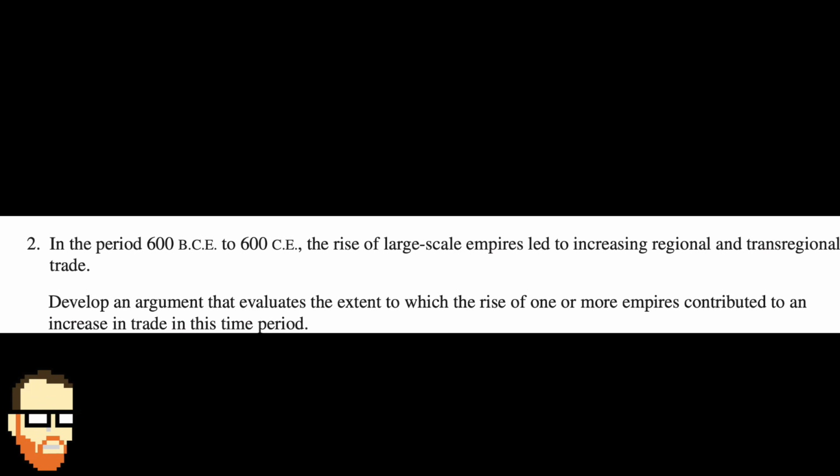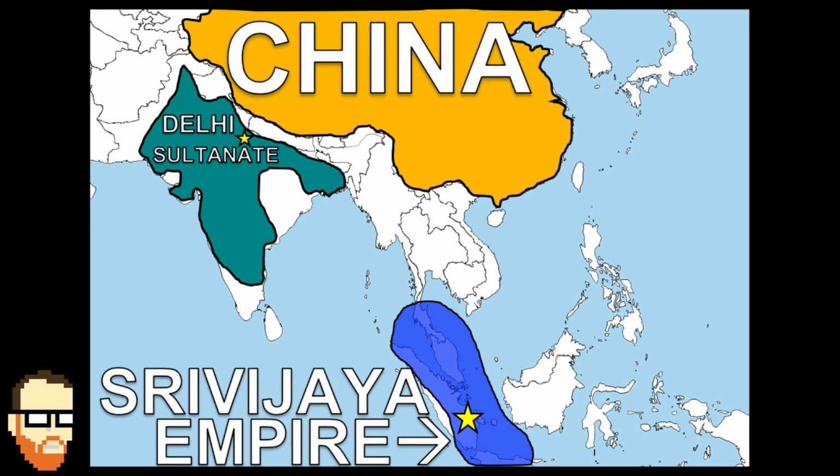Interesting. Now, here comes the prompt. Develop an argument. Told you, you're going to have to start developing arguments. Develop an argument that evaluates the extent to which the rise of one or more empires contributed to an increase in trade in this time period. One empire rose and built a large trade network that helped everyone around it by being the new trade center in the region. Srivijaya. So those are two.